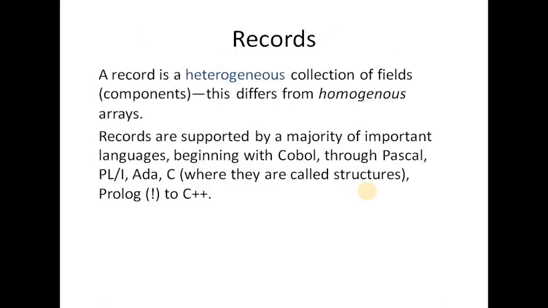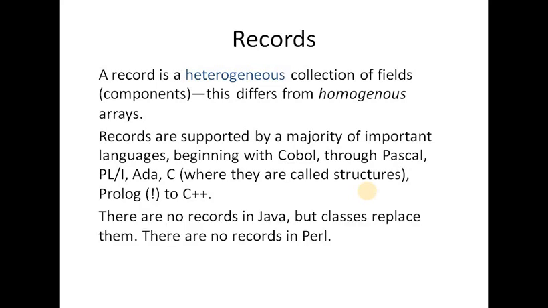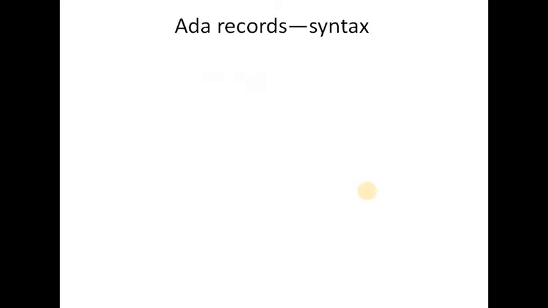What are records? A record is a heterogeneous collection of fields, that is, components. This differs from a homogeneous array. Records are completely supported by a majority of important languages, beginning with COBOL through Pascal and many other languages, up to C++. So this is the description of a record. There are no records in Java, but classes replace them. We can use classes as a replacement for records. There are no records in Perl. We have no option in Java and Perl.